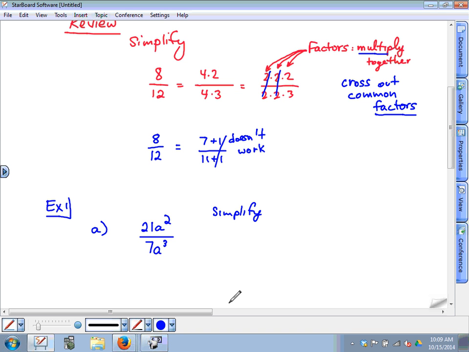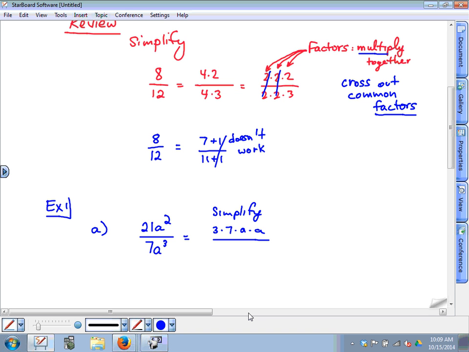(21a squared over 7a cubed). You're going to get to the point, at least I hope some of you get to the point, where this is going to go much faster than what I'm about to show you. But for right now, this is what I want to see. 21a squared, I want to expand that. 21 is 3 times 7, and then a squared is a times a. I want you to write that all out, just like that: 3 times 7 times a times a. This is the prime factorization.